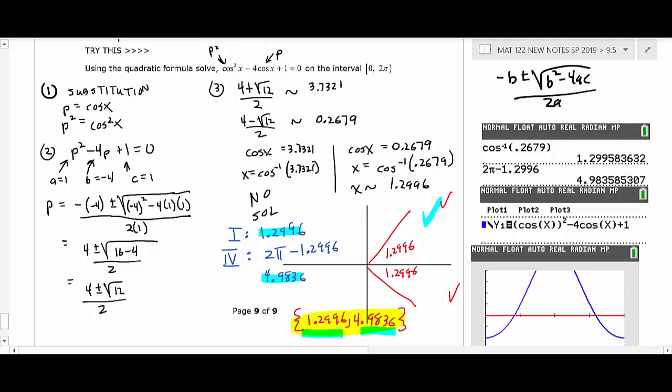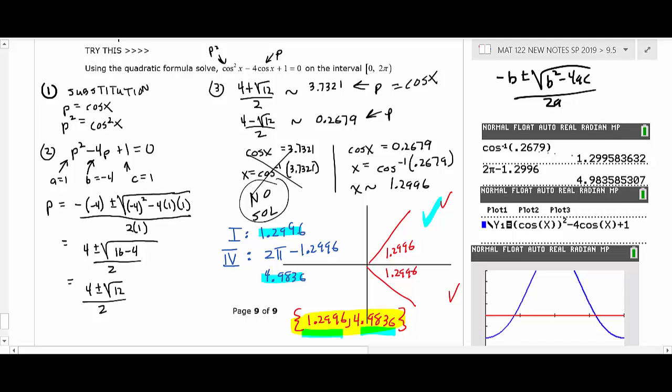So that means I got to do two things. Remember, p is cosine of x. That's why I'm doing cosine x equals 3.7321, and cosine x equals 0.2679. So notice I did this on a calculator. If you do the inverse cosine of 3.7321, you get no solution. So that one doesn't get you anywhere.